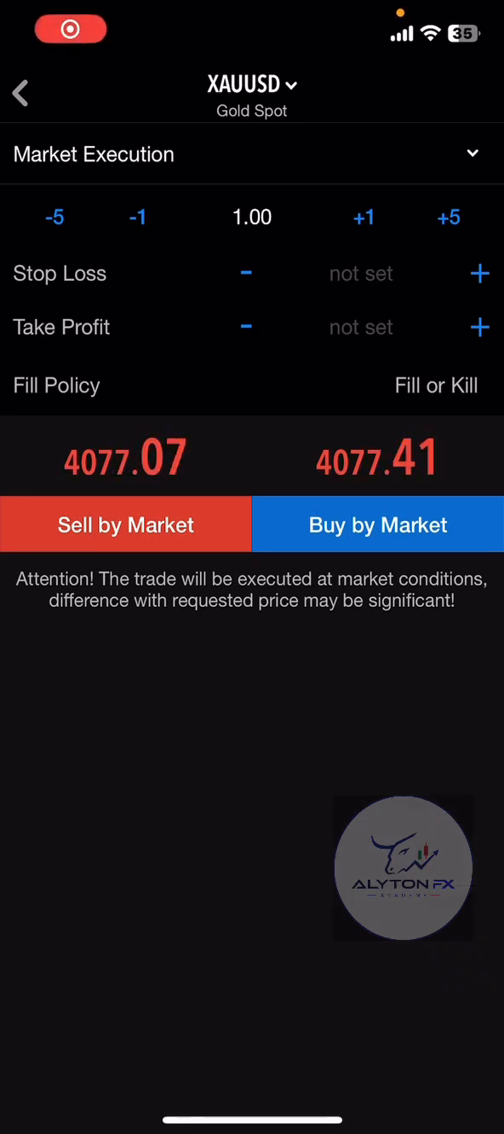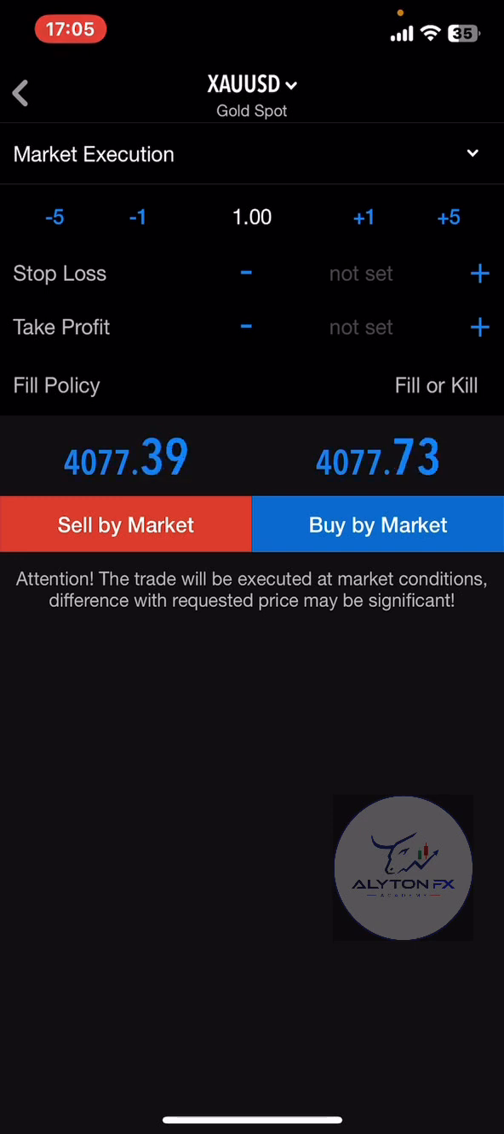The next is take profit. Take profit is a price level where your trade will automatically close after reaching your profit targets. Take profit is also called TP. So for example, let's use XAUSD again as an example. The current price is at 4077 now.